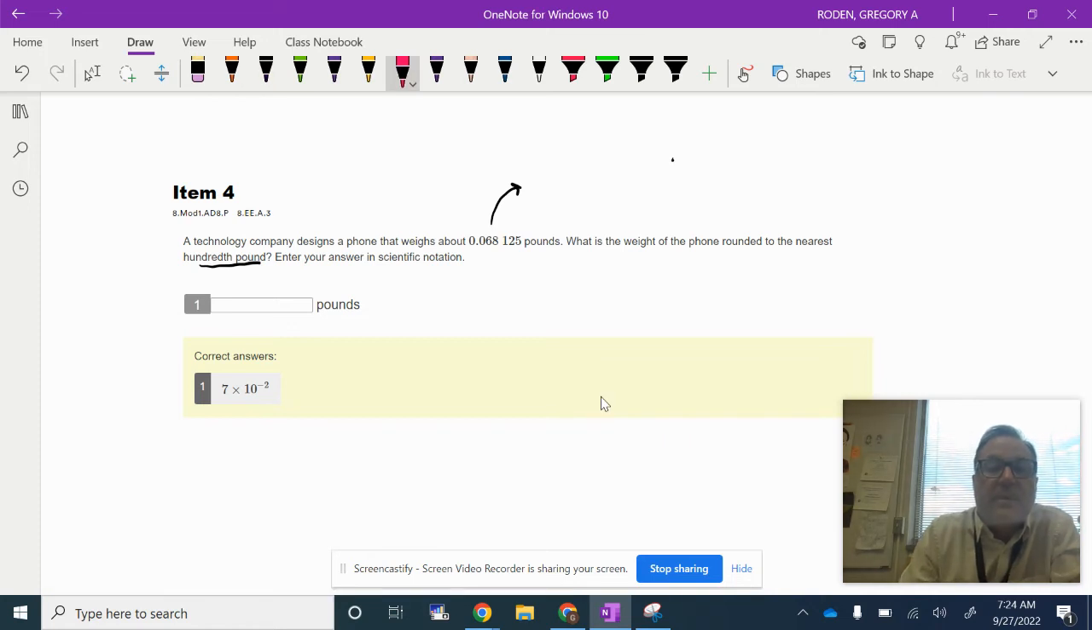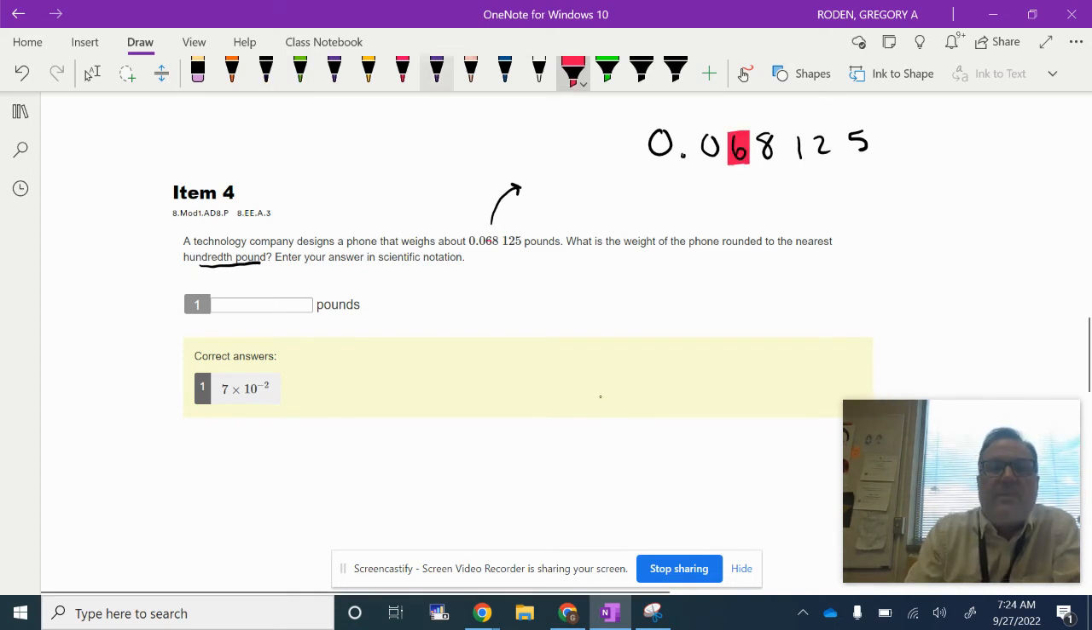So the hundredth place is right here. Let me rewrite this. So it's 0.068125. And these gaps in them, guys, those are just almost like commas. All right, so where's the hundredth place? The hundredth place is right here, right?